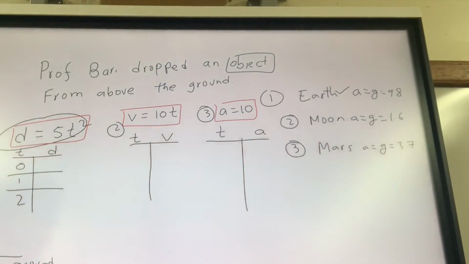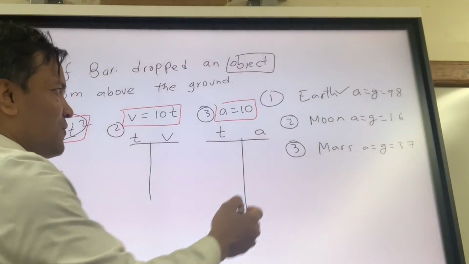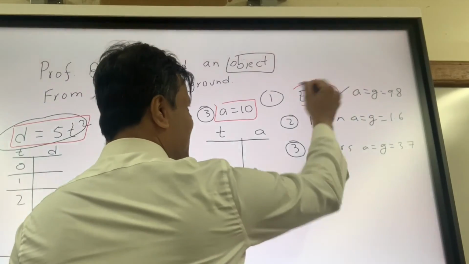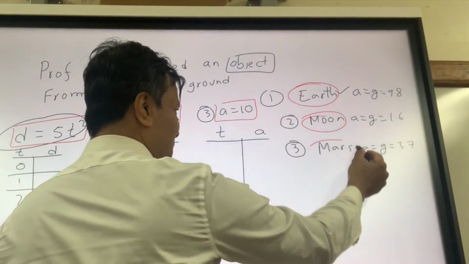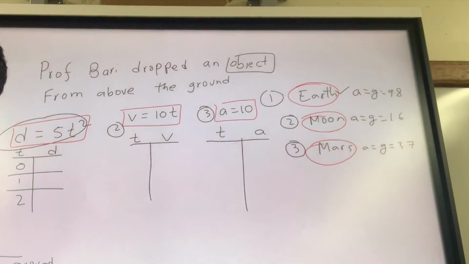You're going to use these 3 tools to verify whether Professor Berry dropped the object from the earth, or from the moon, or from the Mars. Good luck.